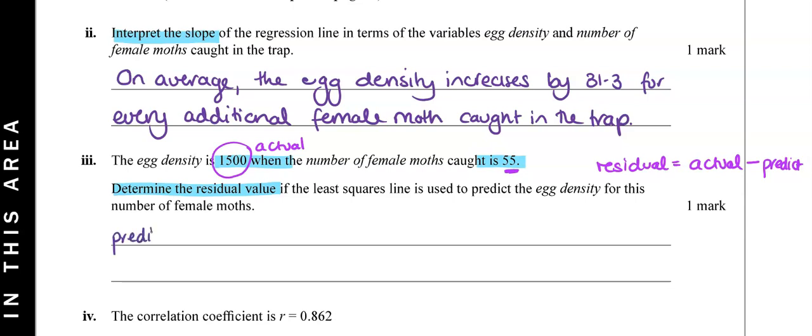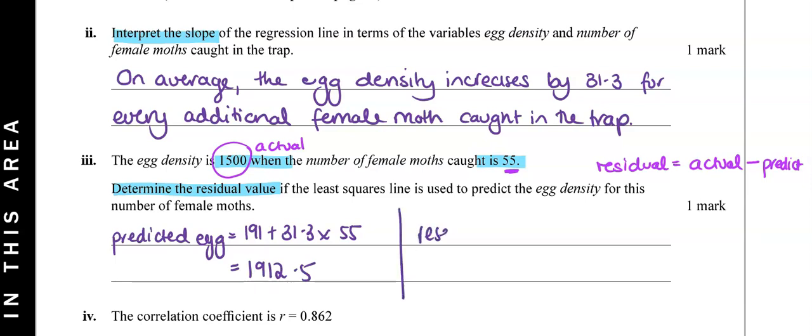So firstly, our predicted egg density, using our equation 191 plus 31.3 times 55, gives us 1,912.5, and then our residual value, 1,500 minus our predicted, gives us negative 412.5. So remember, a negative residual value tells you that the actual data point was below the predicted.